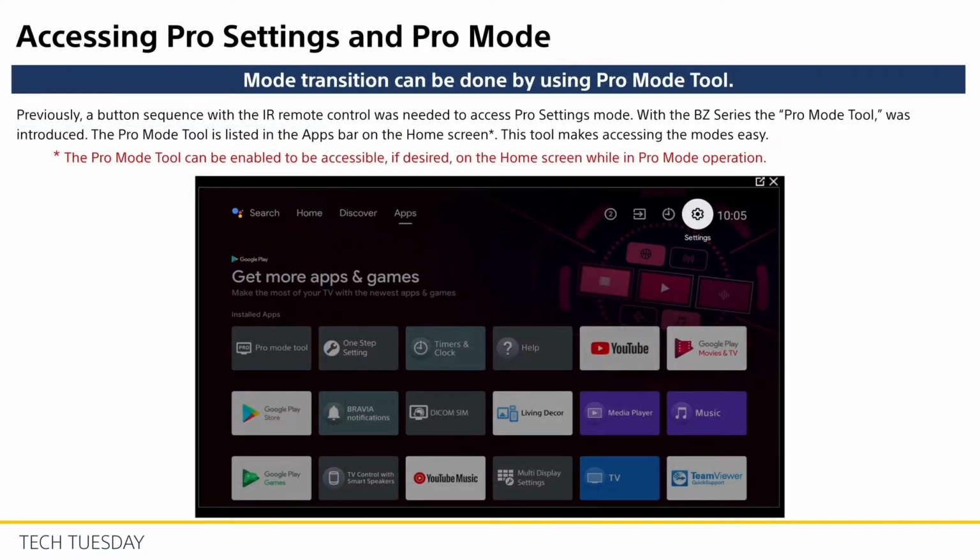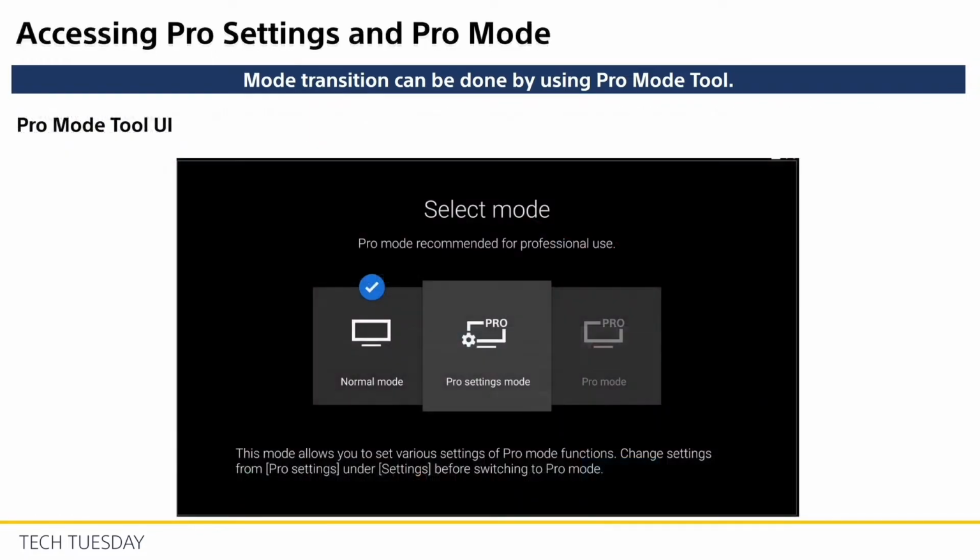So on the BZ series, there's an application called the Pro Mode tool, and you can see it here on the apps bar on the home screen. If you press home on the remote, you'll go to the home screen, which is what's shown here, and then you'll find this icon for the Pro Mode tool. This allows you to get into the Pro settings menu, and it also allows you to go back and forth between the different modes, which is shown on here.